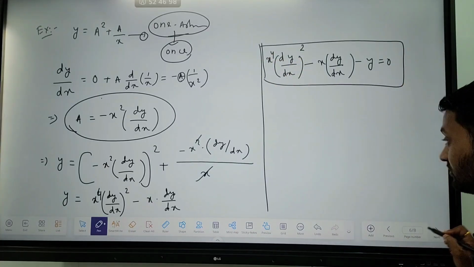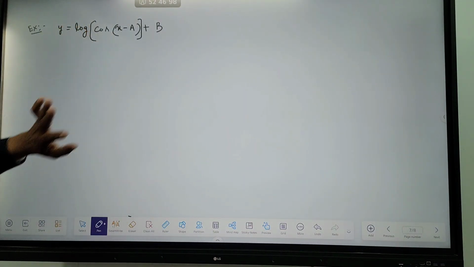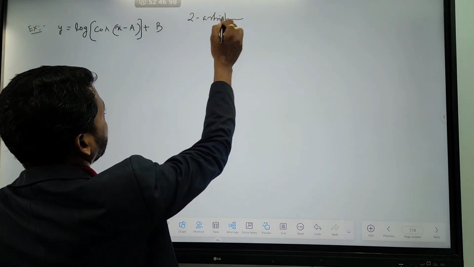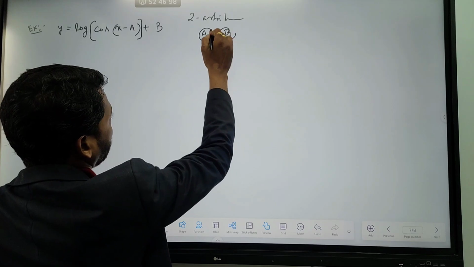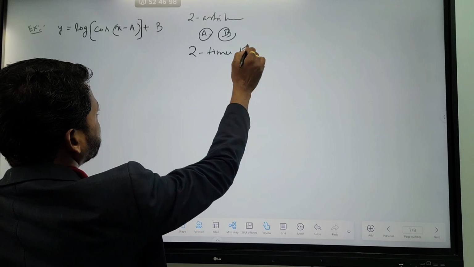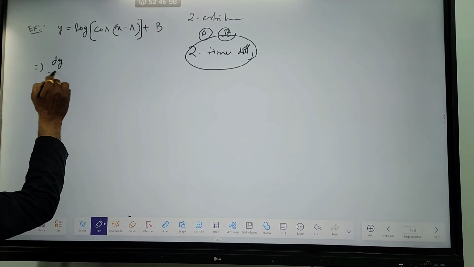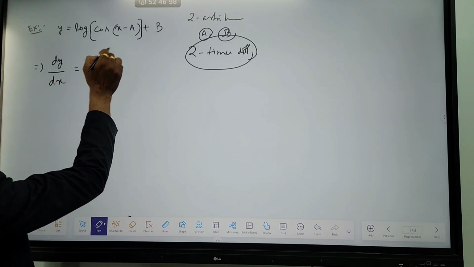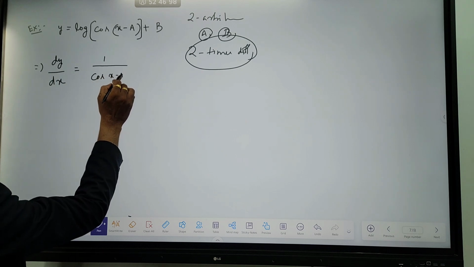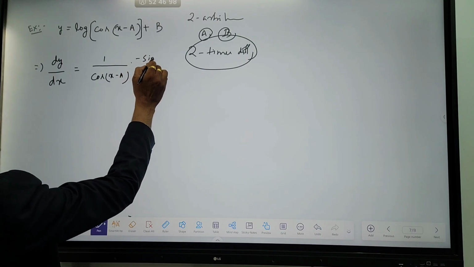ठीक है, so coming to next question, y equal to log cos x minus a plus b. So here there are two arbitrary constant. How many arbitrary constant? Two arbitrary constant a and b. So how many times we'll have to differentiate this function? Two times differentiation करना पड़ेगा. ठीक है, so if we'll go for first differentiation, so dy by dx will be equal to log of this one, log of x का differentiation क्या है, 1 by x, मतलब 1 by cos x minus a. Again we'll differentiate cos function, cos का differentiation क्या है, minus sin x minus a.